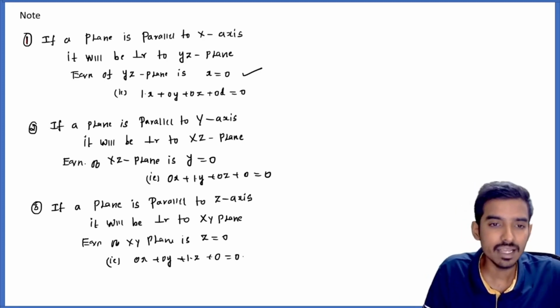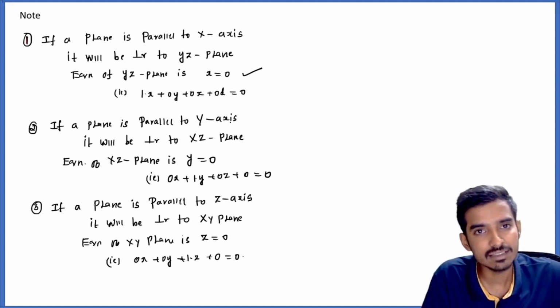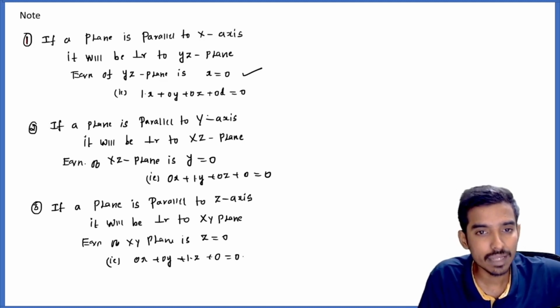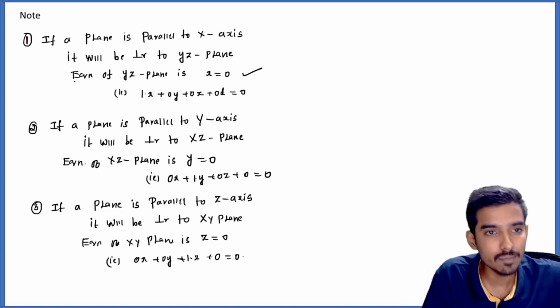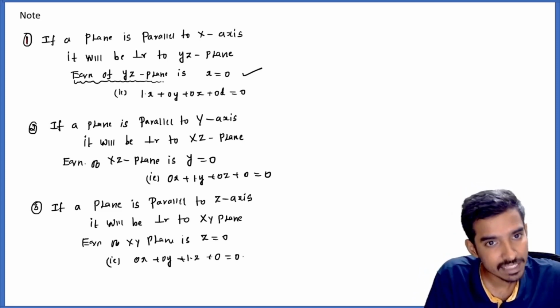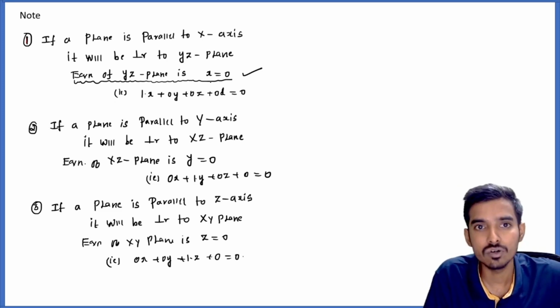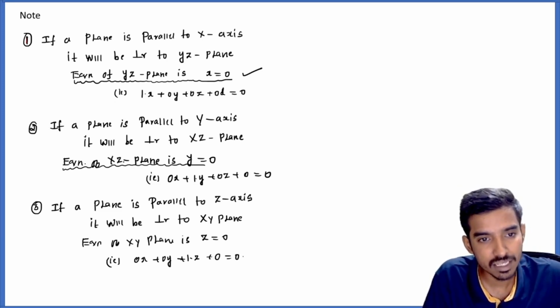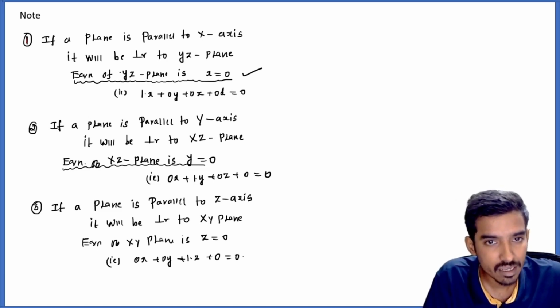Now similarly, if a plane is parallel to the y-axis, it will be perpendicular to the xz plane, right? So parallel to the y-axis means perpendicular to the xz plane. And what is the equation of the xz plane? y is equal to 0. Right? So these are very important. The equation of the yz plane is x equal to 0. The equation of the xz plane is y equal to 0. You see which is missing, right? Here y is missing. Here x is missing.